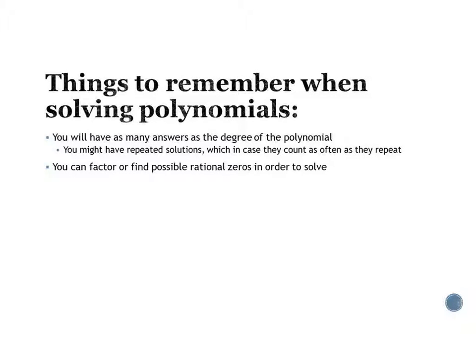So things to keep in mind when you are solving a polynomial. You're looking for as many answers as the degree of your polynomial. So if you have degree 3, then you're looking for 3 answers. You have degree 5, you're looking for 5 answers. But you might have repeated solutions. In that case, every repeated solution counts. So you might have 2 repeat 3 times. That counts as 3 solutions. And to get to these solutions, you can factor, and then set to 0 using your zero product property. Or you can use your possible rational zeros, which is your p over q, and you can check those.